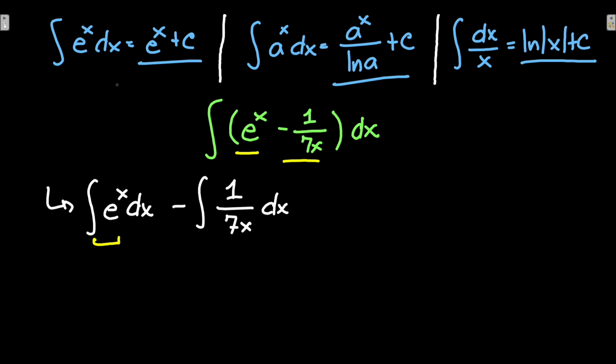You can see here that the integral of e to the power of x dx is equal to e to the power of x plus c. But we will not put plus c first because we have to solve this other part of the integral. So focusing on here, let me just rewrite this. This would be negative integral of 1 over 7x dx.